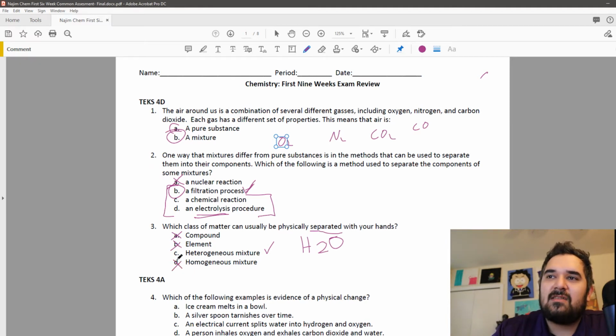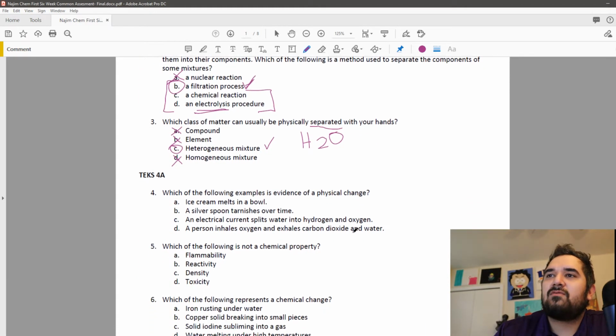So the correct answer to this one is a heterogeneous mixture. This is a question you're very likely going to see on the test, exactly how it's written right now. So you need to know that heterogeneous mixtures can be separated, while homogeneous mixtures cannot be separated by hand.